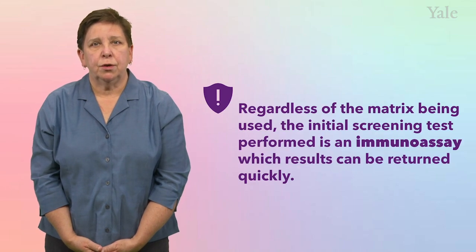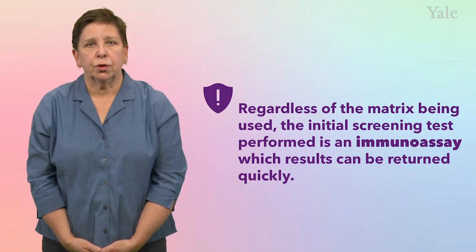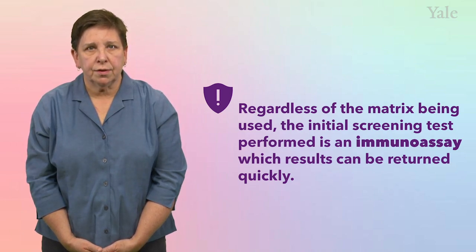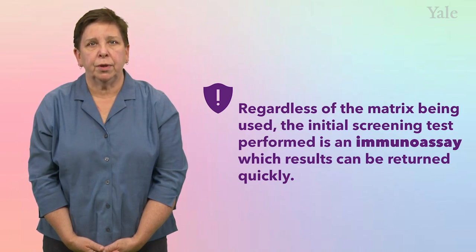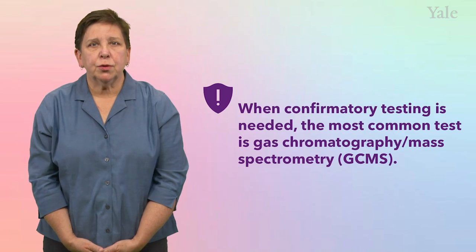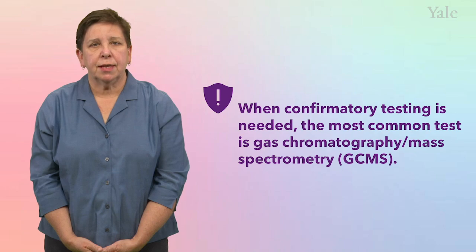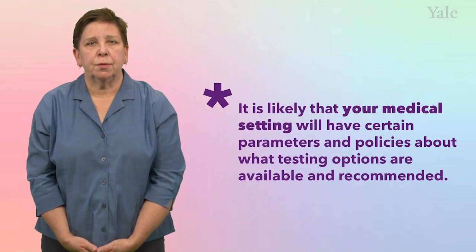Regardless of the matrix being used, the initial screening test performed is an immunoassay, the results of which can be returned quite quickly. The results of the confirmatory testing are almost never available in a sufficiently timely manner to play a role in the clinical management of acute medical problems or counseling situations. When confirmatory testing is needed, the most common test is gas chromatography mass spectrometry. It is likely that your medical setting will have certain parameters and policies about what testing options are available and recommended.